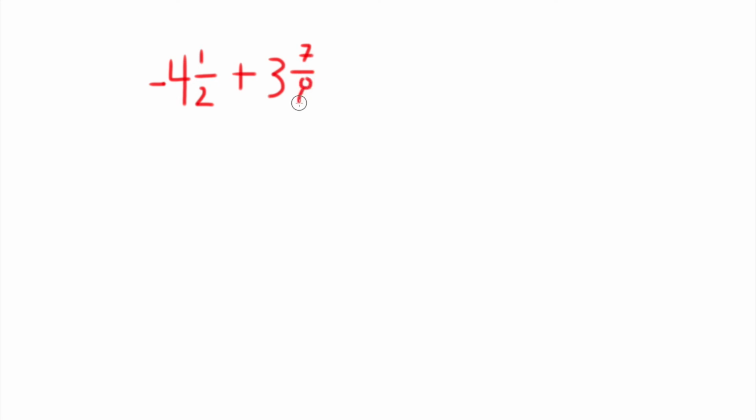I chose these numbers for a specific reason, but we're going to approach it the same way. These are opposite signs, right? Negative and positive. So what do we do when the signs are opposite? We subtract. And in order to subtract, of course, we need to do all our normal steps.